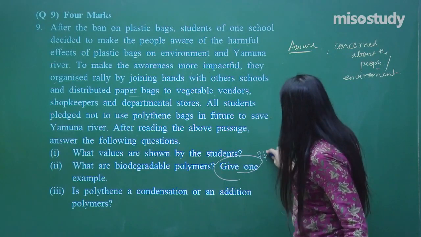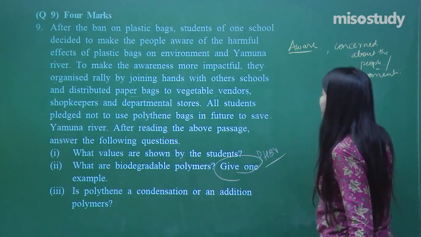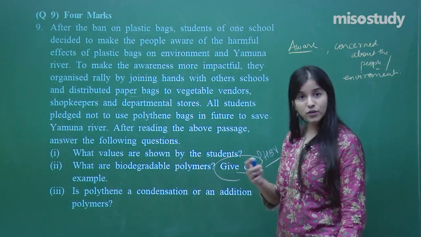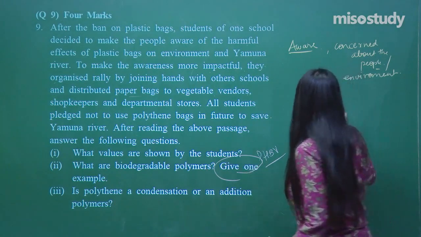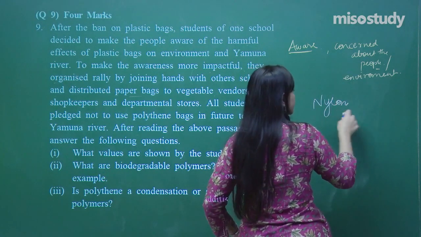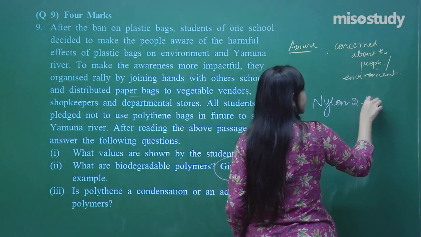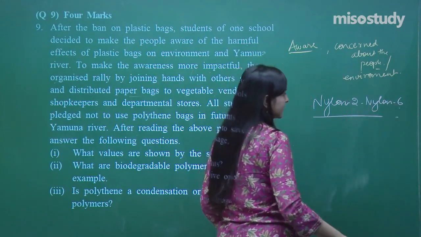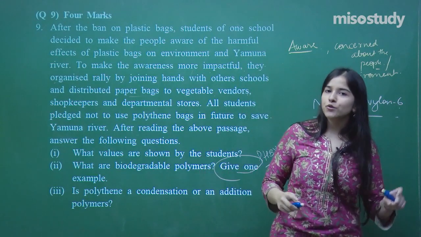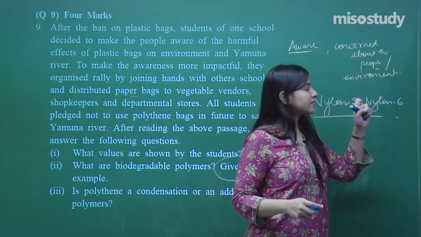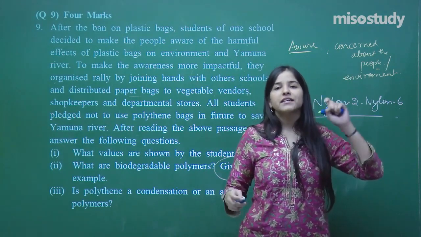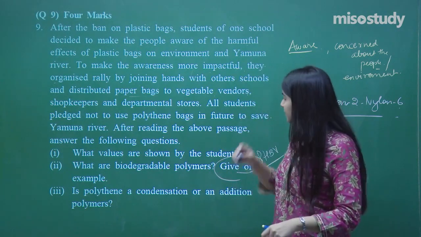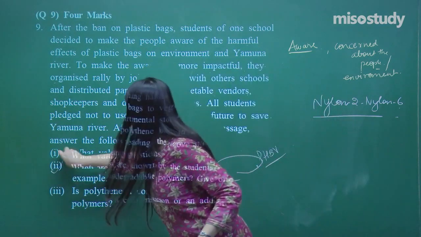It's PHBV, which is a kind of biodegradable polymer, and I also have nylon 2-nylon 6. This is also a biodegradable polymer. Nylon 2 is glycine, whereas nylon 6 stands for caproic acid, right? Aminocaproic acid. And yes, the second part is also done.